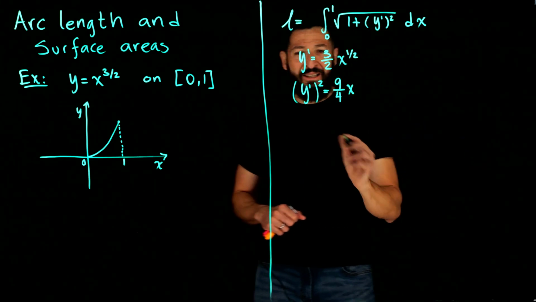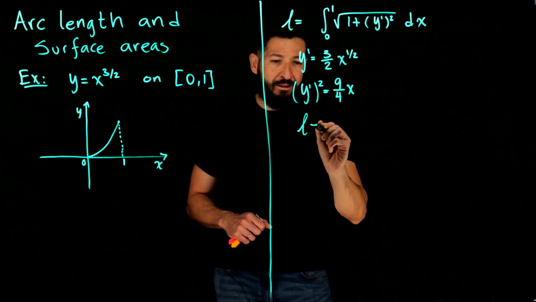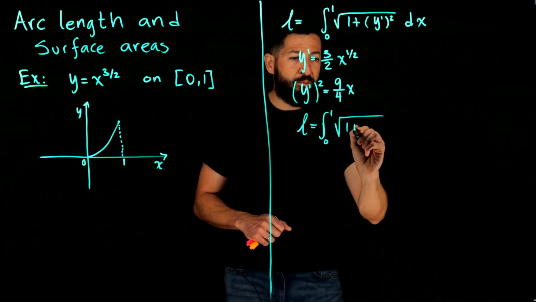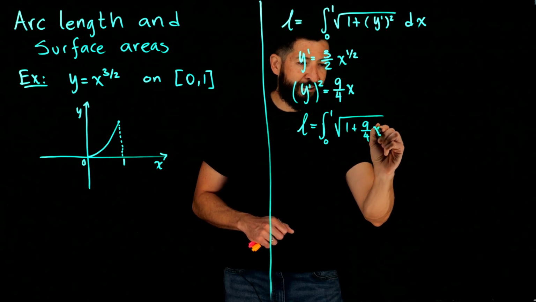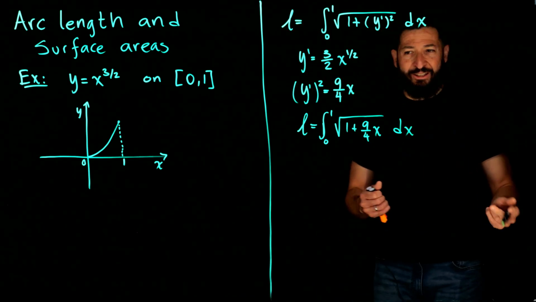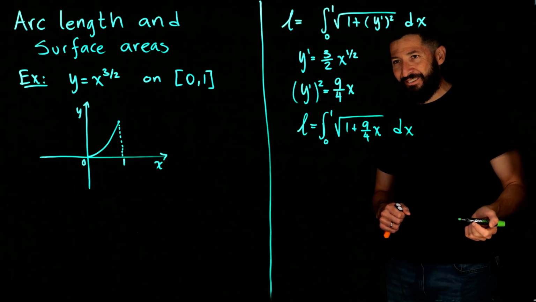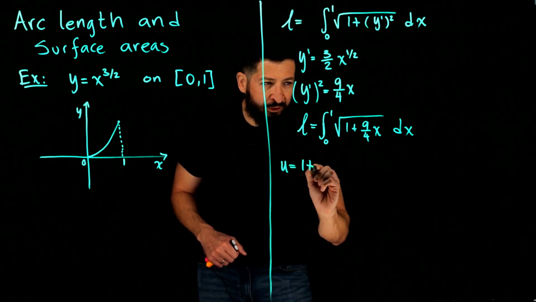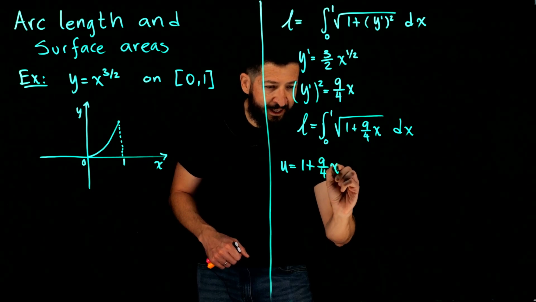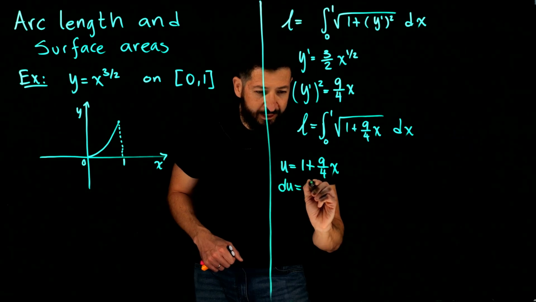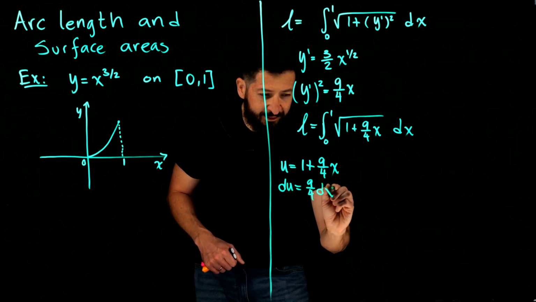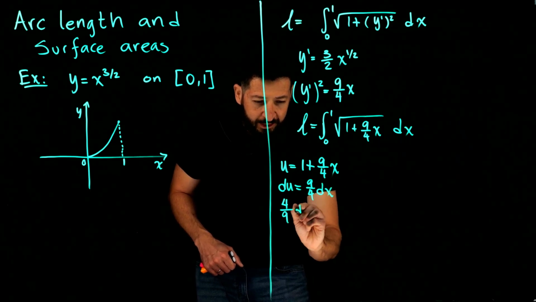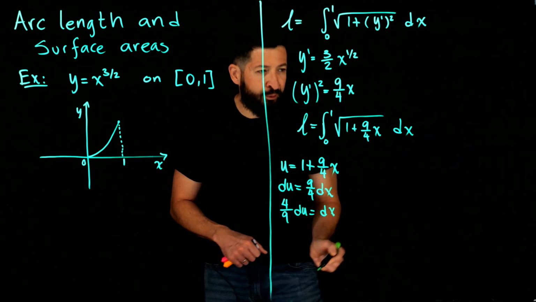So now I can plug that in. Oops, integral first. The integral of the square root of 1 plus 9/4 of x dx. So now this one I can integrate. There are very few functions you actually can integrate. This is one of them. And so I'm going to do a u substitution. u equals 1 plus 9/4 of x. And du would just be 9/4 of dx, from where I get that 4/9 of du is dx, just multiplying times the reciprocal. So I can plug that in.